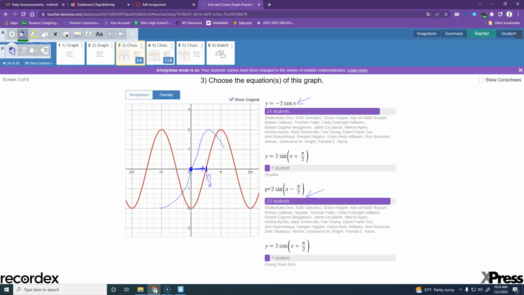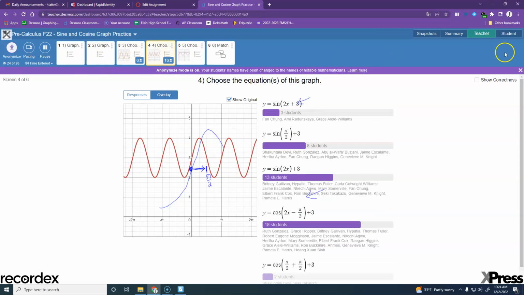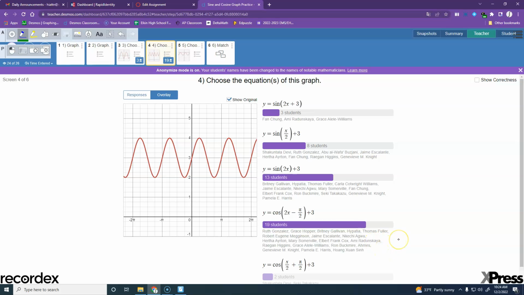All right. Let's look at the next one. For this one, let me erase what I had. The most popular answers seem to be sine of 2x plus 3 and cosine of 2x minus pi over 2. So let's look at these. I see a midline of 3 right here. Pretty much almost all of them have midlines at 3. Which one does not have a midline at 3? This top one right here, that 3 is not on the outside, so that is not correct.